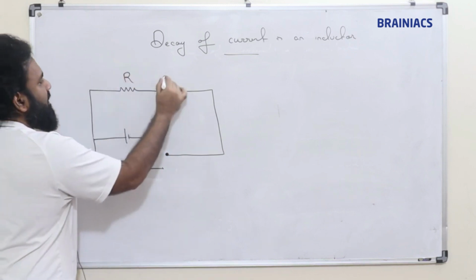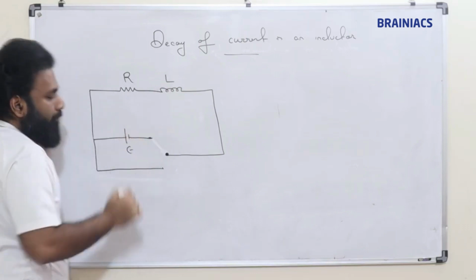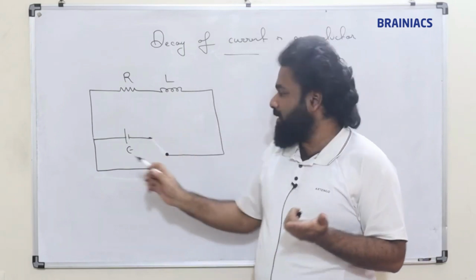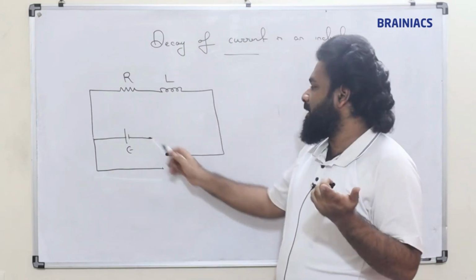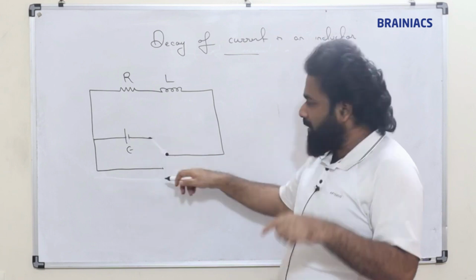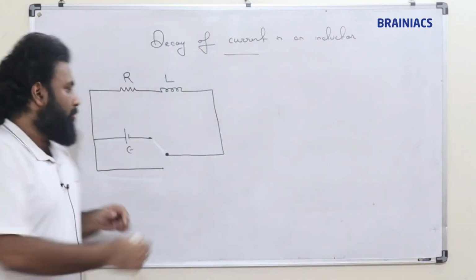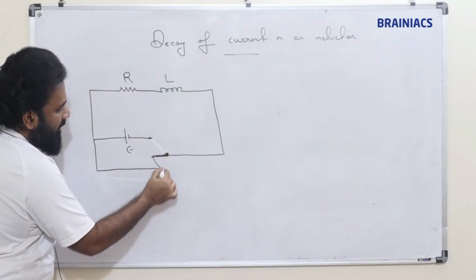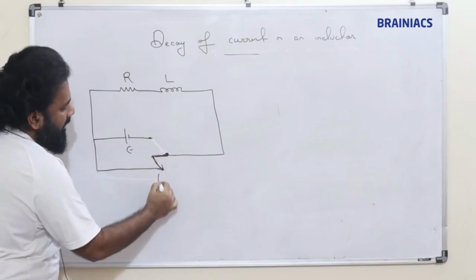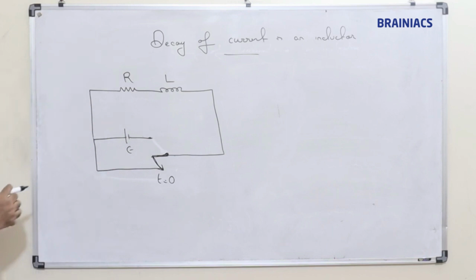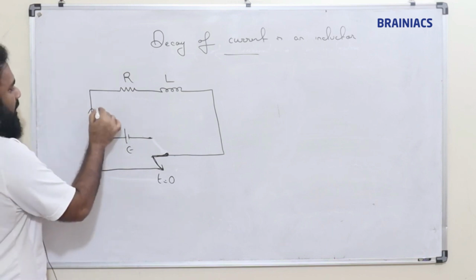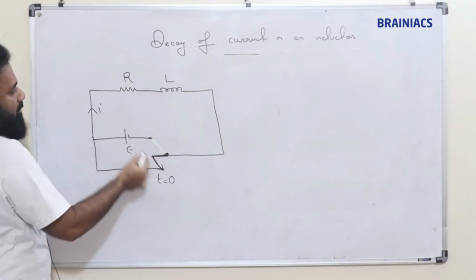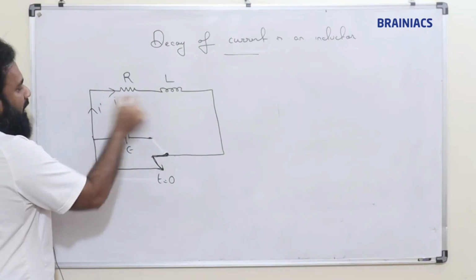So in the previous case, that is when the growth of current was discussed, we connected like this. This switch I haven't shown there, but it is understandable. It was this connection. Now this time, we are connecting here at a time t is equal to 0. So already the current due to this battery and this setup was there. So the current was going.